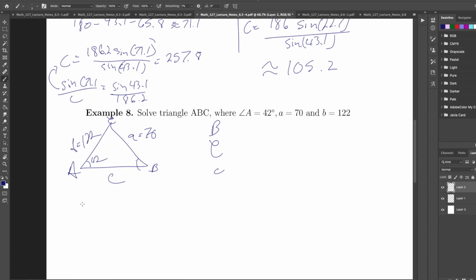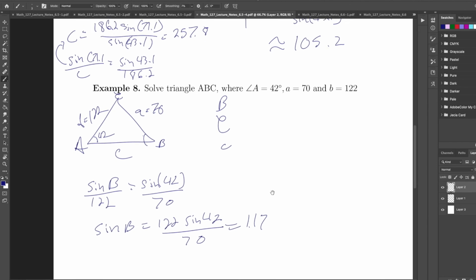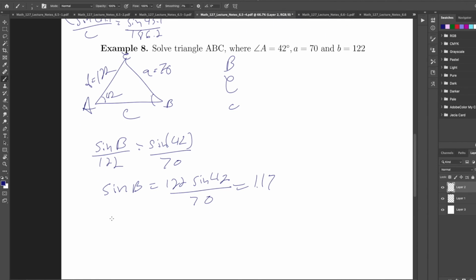But notice what happens when I first start to solve this. So let's find sine of B, right? So sine of B over 122 is equal to the sine of A, which is 42, all over a, which is 70. And so if I solve for B, sine of B is equal to 122 times the sine of 42 divided by 70. Well, that equals 1.17. But notice, there is no such angle, because sine of B can't be over 1. The arc sine of 1.17, as you did in the earlier section, is outside of its domain, right? I can't plug this into inverse sine. And so this is equal to undefined.